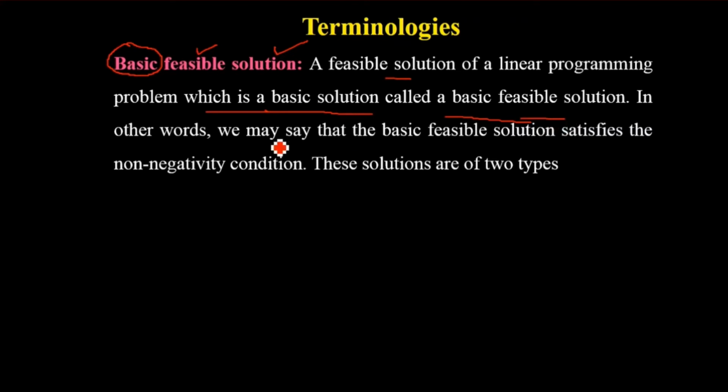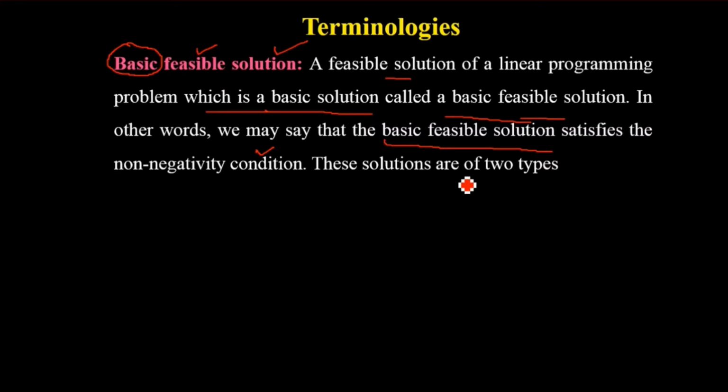Clear? In other words, we may say the basic feasible solution satisfies the non-negativity condition. Basic feasible solution also satisfies the non-negativity condition. These solutions are of two types. So what are the two types of solution again?